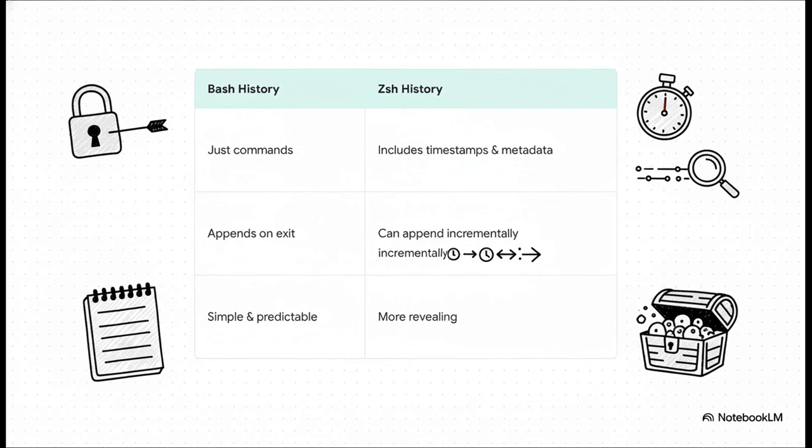Now, it's important to know that not all evidence is created equal. A bash history file is pretty simple. It usually just logs the commands. But Zsh? Oh, Zsh can be a gold mine. As you can see here, Zsh can be set up to include timestamps and other metadata, which is an absolute game changer when you're trying to reconstruct a timeline. It can also write history incrementally, meaning you might see a mistake almost as soon as it happens.